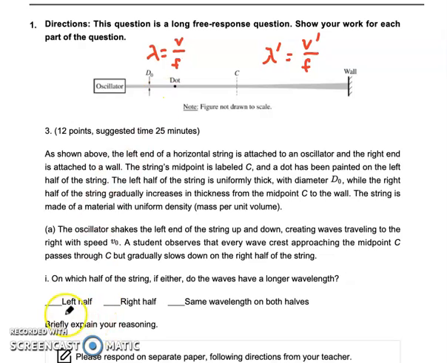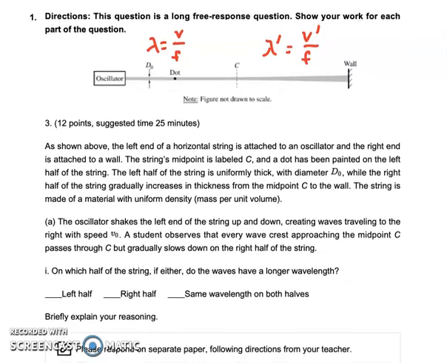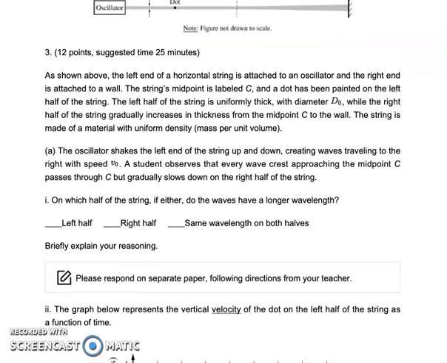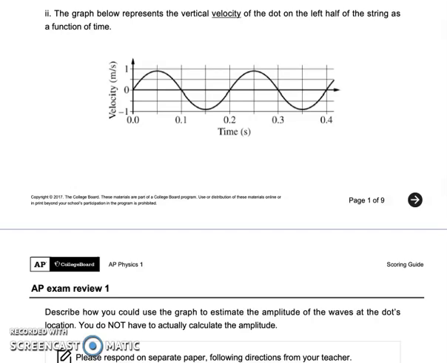So you need to get the right answer for one point, and then you need to have a coherent explanation for the second point, and that's shown in the key. Okay, so let's go to the next one. The next one is the toughest one.